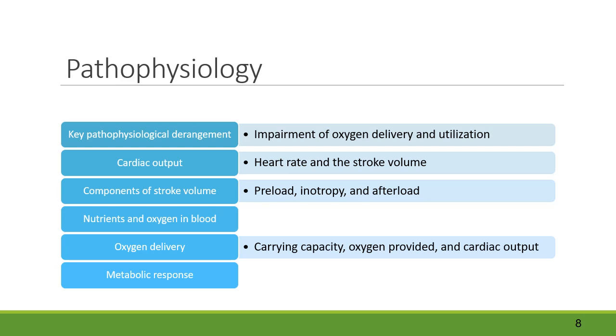Afterload is a measure of resistance against, or force against which, the heart must pump. Resistance to flow of blood in a vessel is proportional to the length of the vessel and the viscosity of the blood, and inversely proportional to the radius of the vessel to the fourth power, all based on Poiseuille's law.